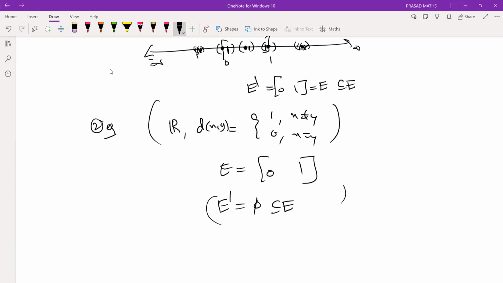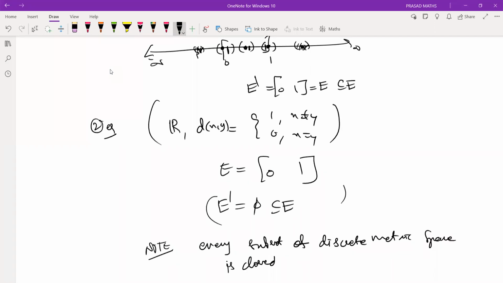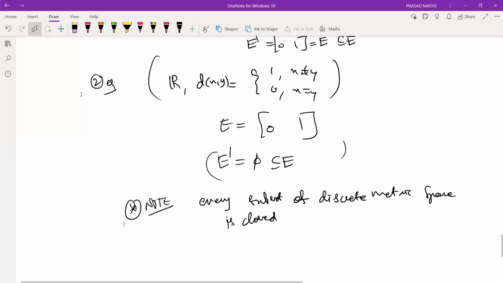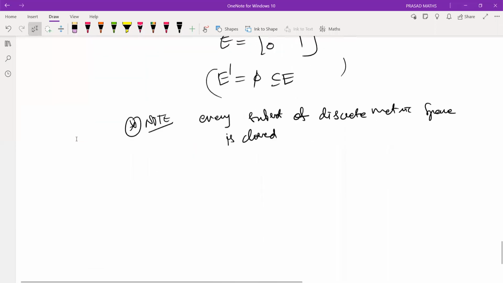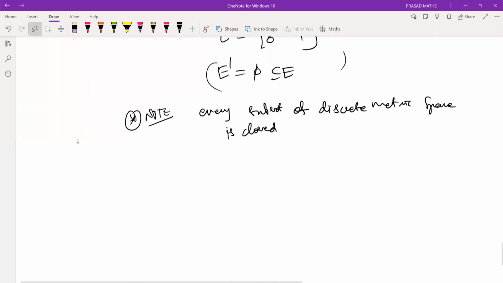So what do you observe? This is true for any discrete metric space, not only R. That means what is the notice? Every subset of a discrete metric space, we have seen just now, is not only open, it is closed. That means any subset of a discrete metric space is both open as well as a closed set. Right? And properties.